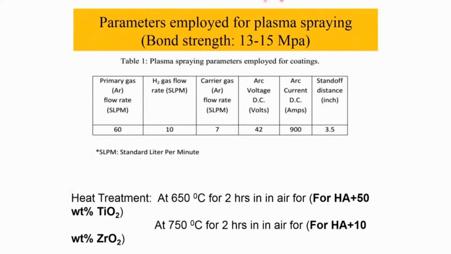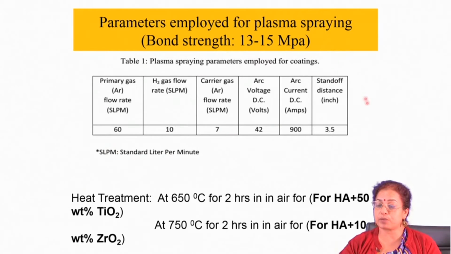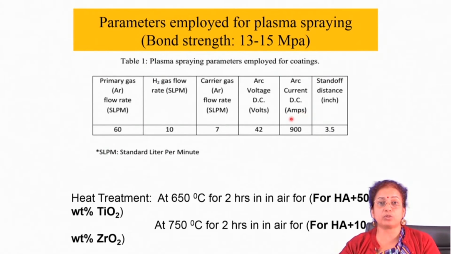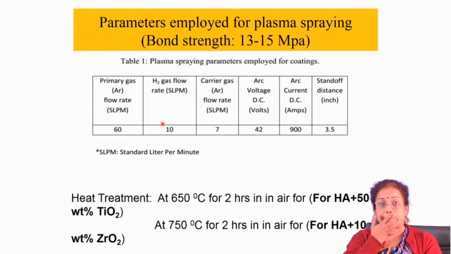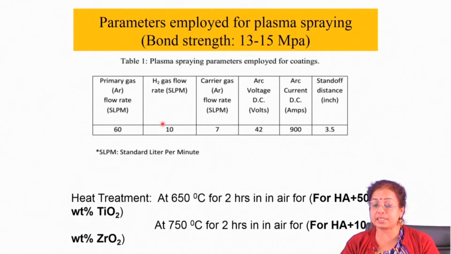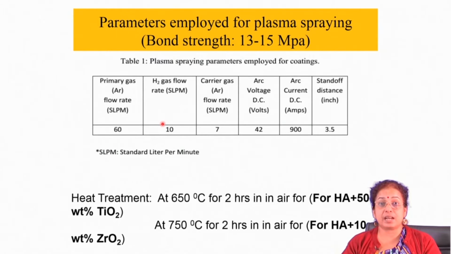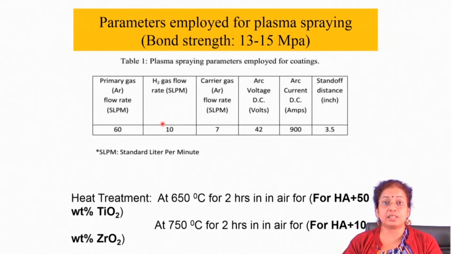So, these are typical parameters employed for the coating. This was the kind of optimum parameter. As I mentioned, whenever you talk about any deposition technique, it is very important that you optimize the parameters properly. The parameters which play a role in plasma spray deposition are the primary gas flow rate, then hydrogen gas flow rate, then carrier gas flow rate, voltage, current, stand off distance, and the velocity of spraying. These are the different parameters which play a role in determining the quality of the coating.